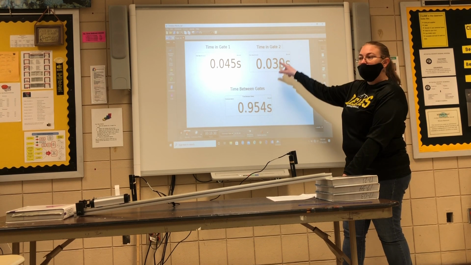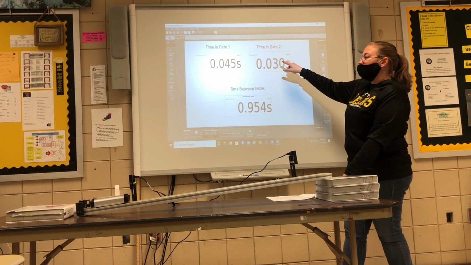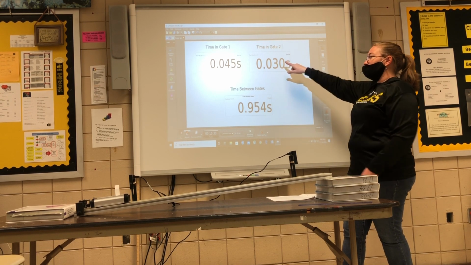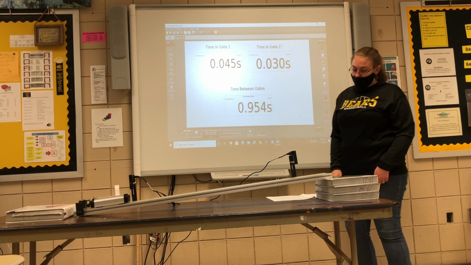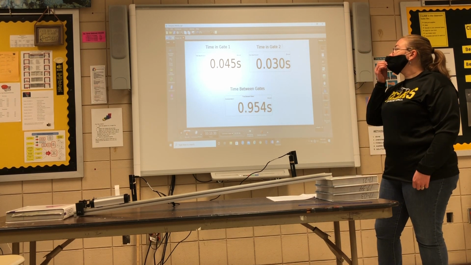did this change when that changed? I don't think so either. I think this is the only one that changed. So it's 0.016 right here. Time in gate 2.